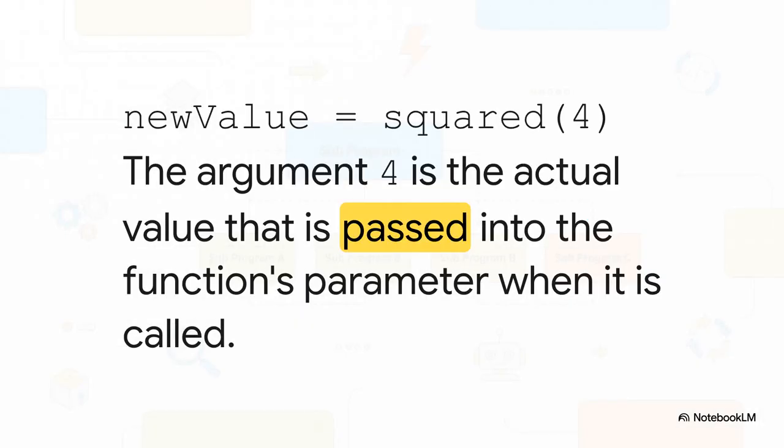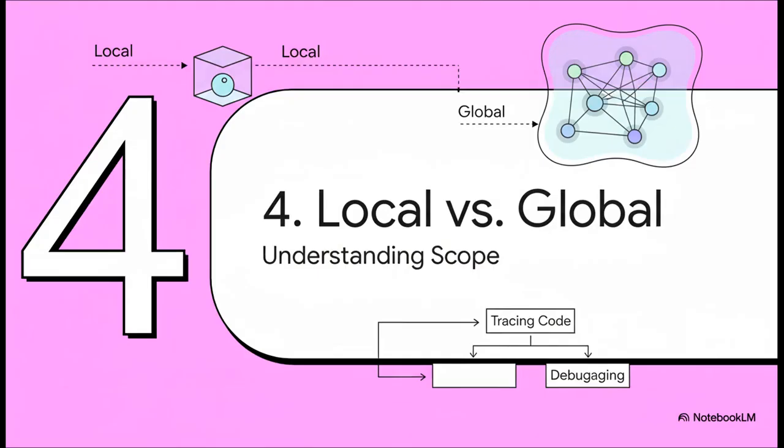Then, when we actually call the function in our code, the real value we put inside the brackets, like the number 4 here, is called the argument. So the argument 4 gets passed to the function and stored in the number parameter. To make it super simple, the parameter is the empty box, and the argument is the actual thing you put inside it.